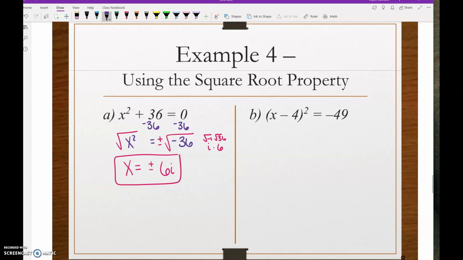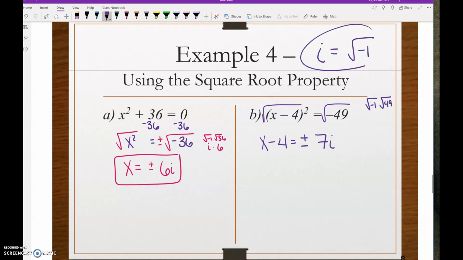In example B, the thing that is squared is already by itself, so we need to square root both sides. Don't forget that because we put that square root in, we have to put a plus minus in front of that answer. The square root of negative 49 is the square root of negative 1 times the square root of 49. Square root of 49 is 7, square root of negative 1 is i. So really, you need to remember from our last unit that I wrote the wrong thing. i is the square root of negative 1. You need to make sure you remember that.